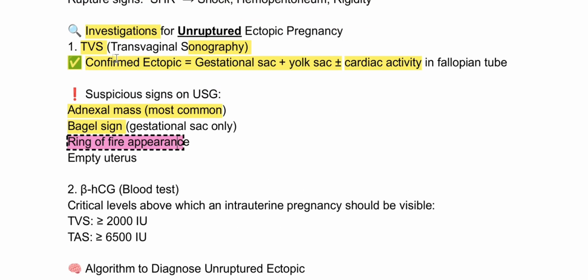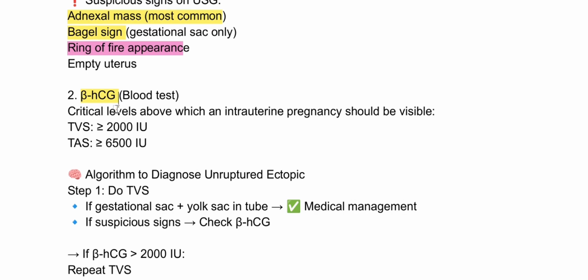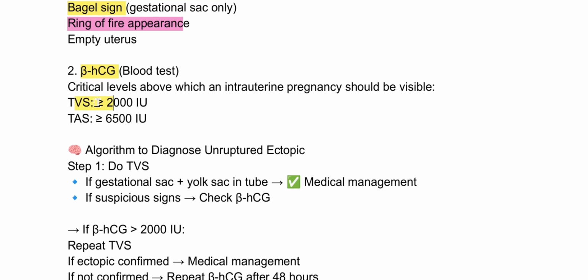First we had done TVS, now we will go for beta HCG. In beta HCG we will check: if the level is more than 2000 IU, it will be seen on TVS, and if it is more than 6500 international unit, we can see it on the trans-abdominal sonography.